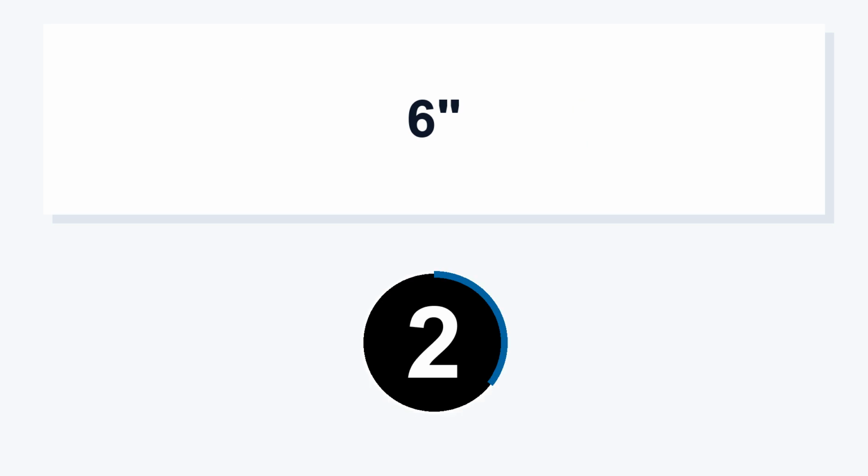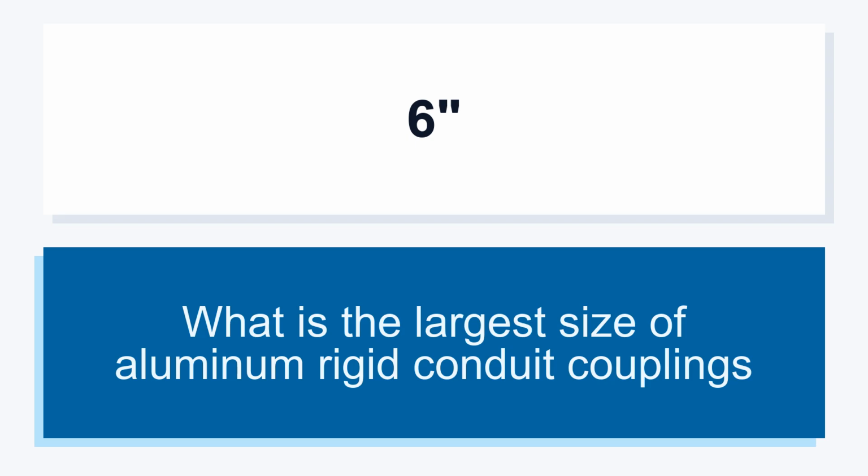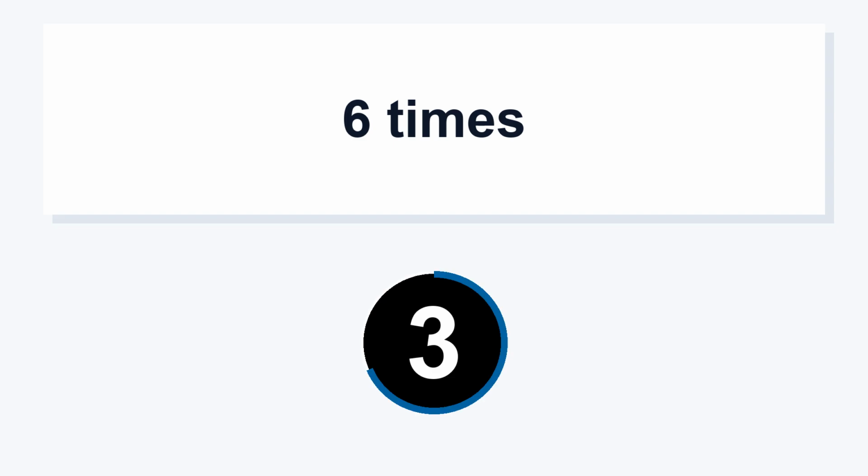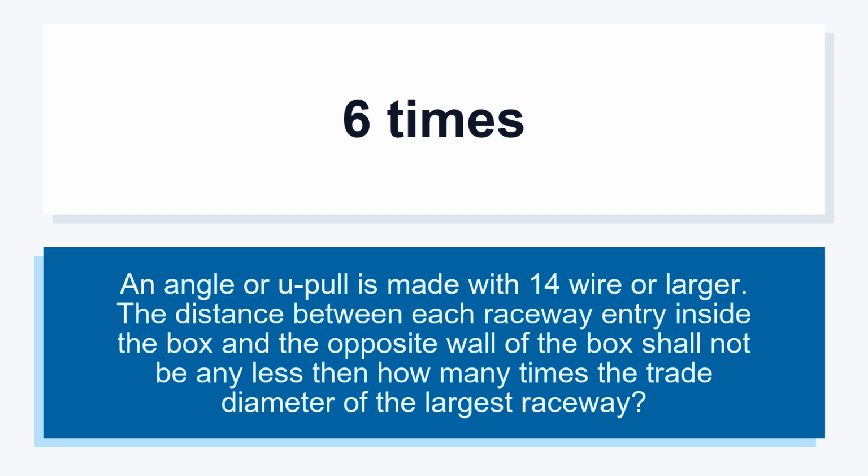6-inch. What is the largest size of aluminum rigid conduit couplings? 6 times. An angle or U-pull is made with 4 AWG wire or larger. The distance between each raceway entry inside the box and the opposite wall of the box shall not be any less than how many times the trade diameter of the largest raceway?